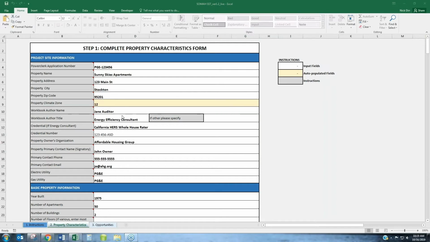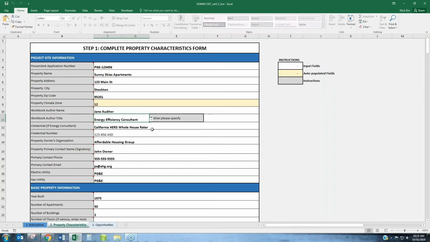Next, you'll enter the author. So whomever is completing this actual workbook edition, you'll enter that name here. So in this one, I entered the auditor's name of Jane Auditor. And then you'll enter the title of the author for this workbook. And so, as was mentioned before, at the energy efficiency compliance milestone stage, this workbook will need to be completed by an approved energy efficiency consultant. However, you can download and use this workbook whenever you would like.